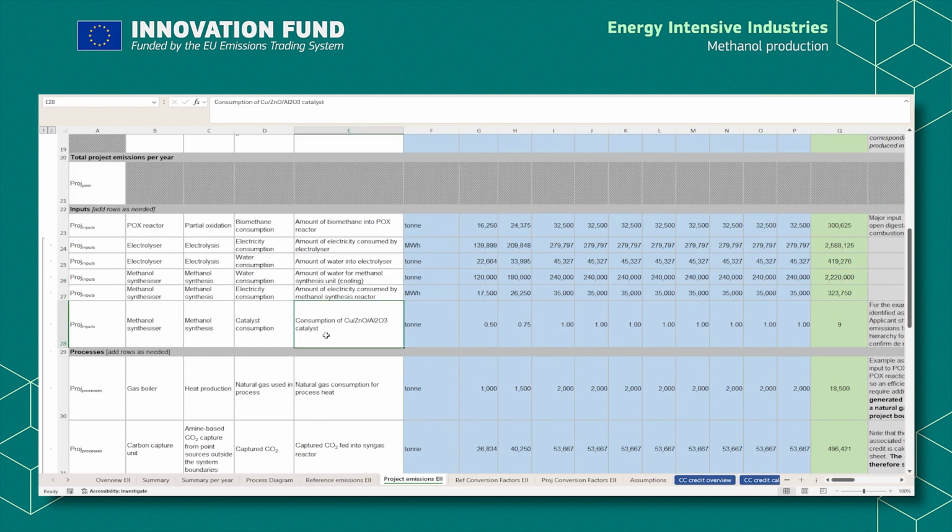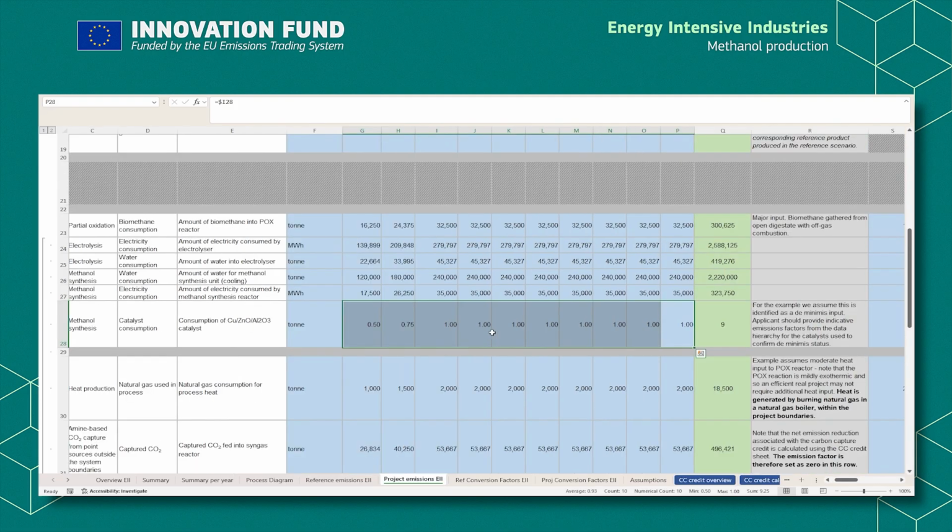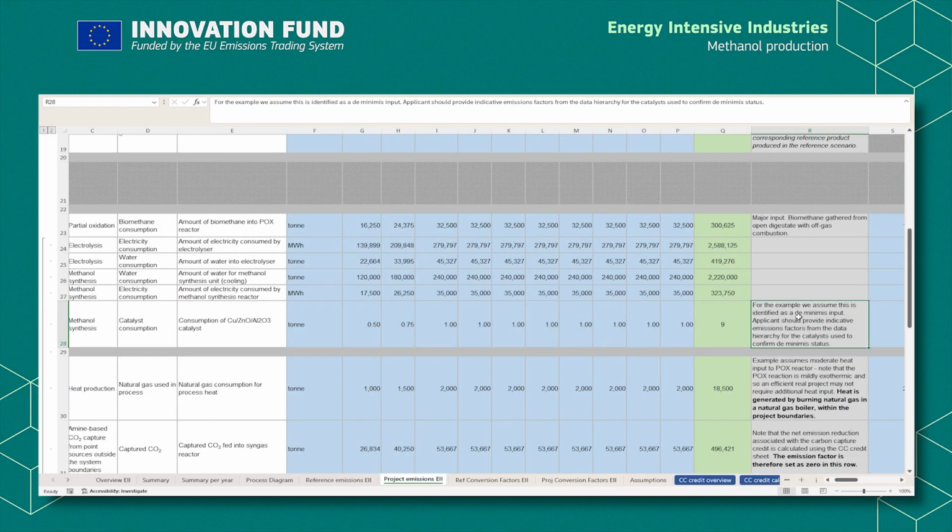Finally, we have catalyst consumption, which we have set at 1 ton per year. Inputs whose emissions collectively amount to less than 5% of total input emissions may be treated as de minimis and disregarded, so we can also set the emission factor for the catalyst to 0.